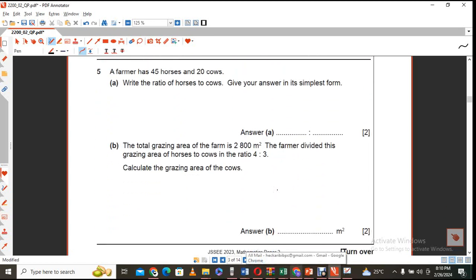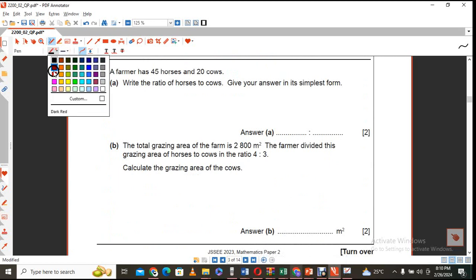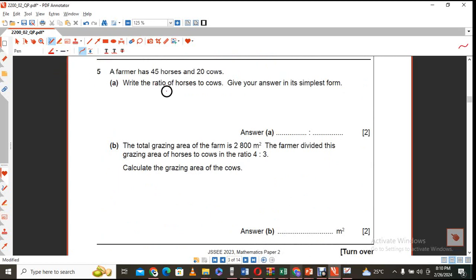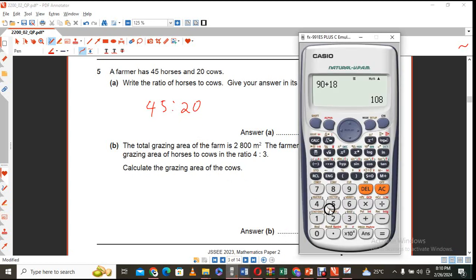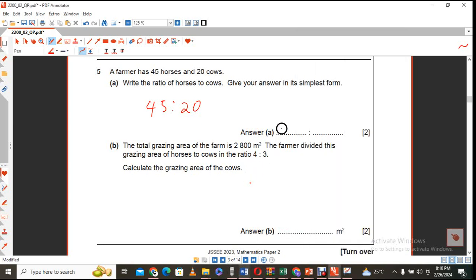Question 5. A farmer has 45 horses, 20 cows. Write down the ratio of horses to cows, and then you give your answer as a fraction in the simplest form. Use your calculator. If you are not sure, you just say 45 upon 20. That gives you 9 over 4. We should then write it as 9 to 4 as the ratio.